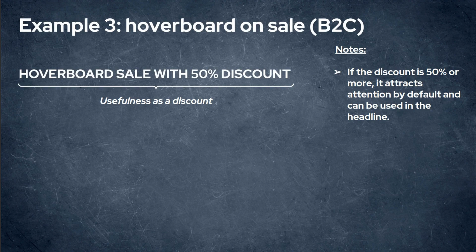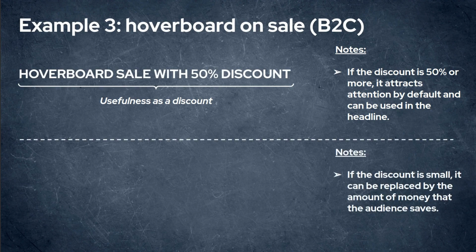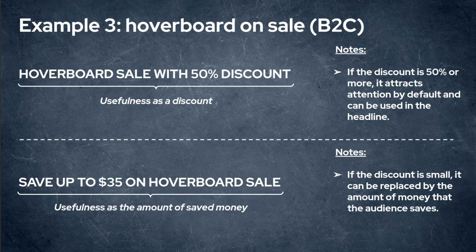If the discount is small, say 5% or 10%, then there is not much point in using it in the headline, at least because a 10% discount from an unknown price is still the unknown price for the audience. In this case, it is better to replace the percentage discount with the amount of money that the buyer saves. Save up to $35 on hoverboard sale.